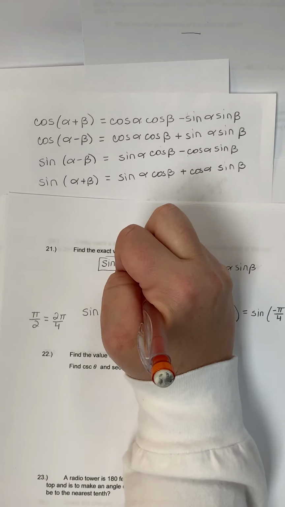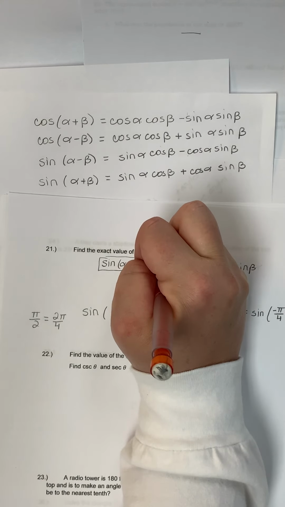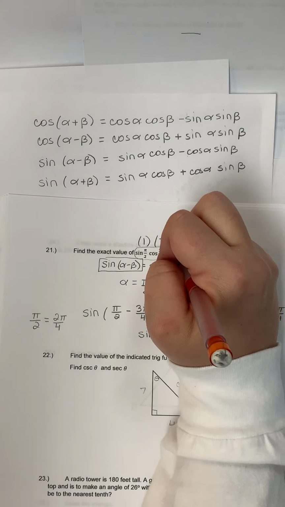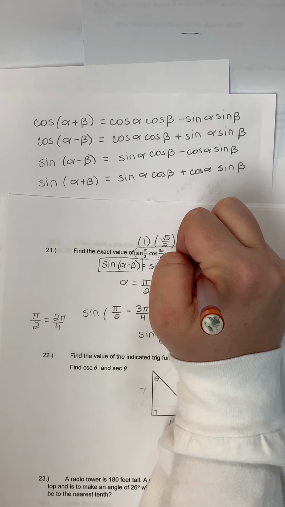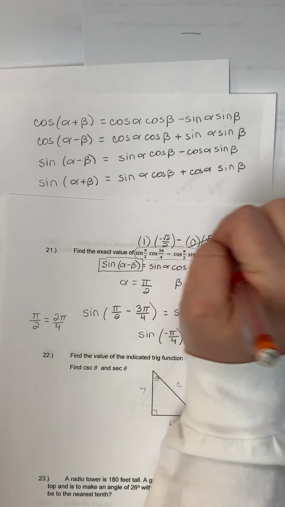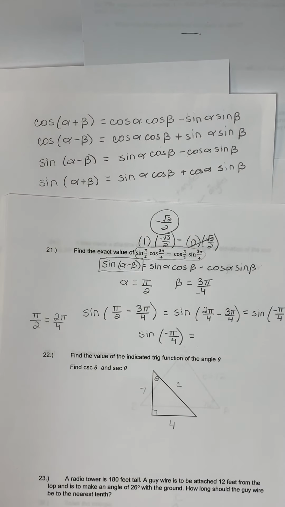If you just want to keep working through this, you can. Sine of pi over 2 is 1. Cosine of 3 pi over 4 is negative root 2 over 2. That came right off my unit circle. Cosine of pi over 2 is 0. Sine of 3 pi over 4 is root 2 over 2. Those cancel, and you get negative root 2 over 2. That's fine. That's your answer.